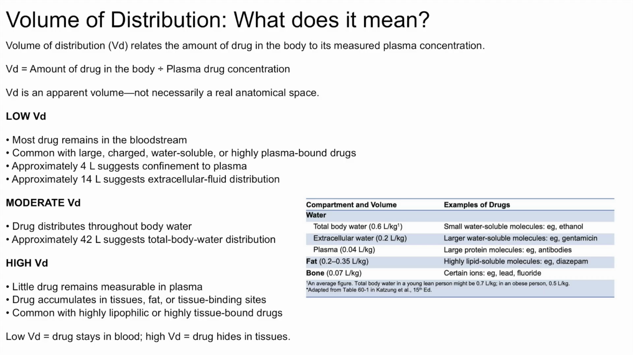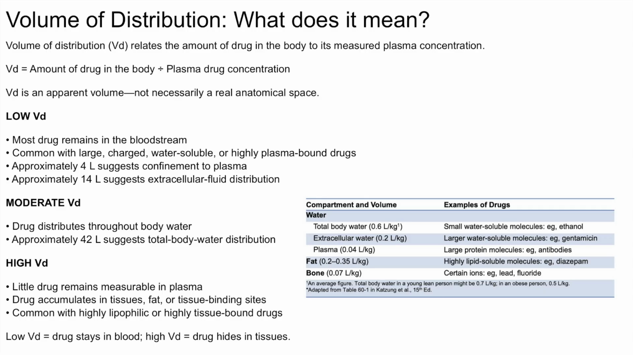Right, and here is that VD, volume of distribution. So, volume of distribution, or VD, relates the amount of drug in the body to its measured plasma concentration. It is calculated as the amount of drug in the body divided by the plasma drug concentration. So VD is the apparent volume, not necessarily a real anatomical space. A low VD means much of the drug remains measurable in the plasma. This is common with large, charged, water-soluble, or highly plasma protein-bound drugs. A VD near 4 liters suggests plasma confinement, while approximately 14 liters suggests extracellular fluid distribution.